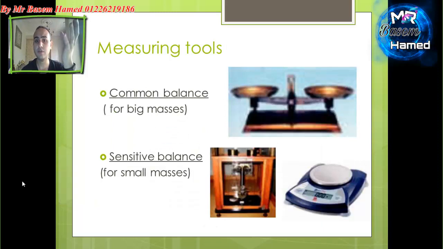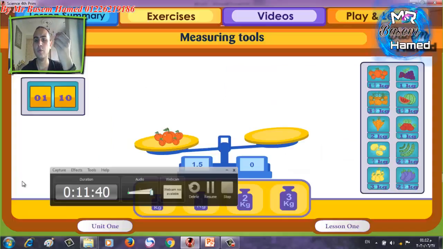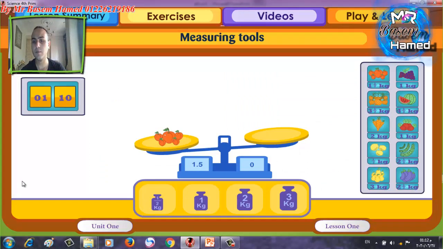Let's measure the mass of this object. So we use the common balance. The common balance is used to measure the mass of heavy objects. So we have some fruits and vegetables that we want to measure the mass of.